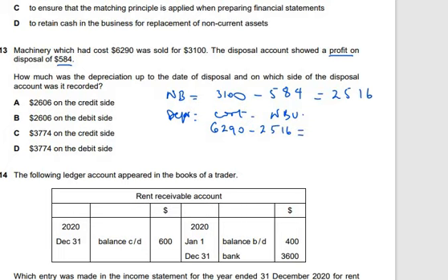The answer I'm getting is 3,774. So the question is, on which side of the disposal account was it recorded? Remember, when you are cancelling the depreciation, when I remove the depreciation, you debit provision for depreciation and you credit the disposal account. So it will be recorded on the credit side of the disposal account.